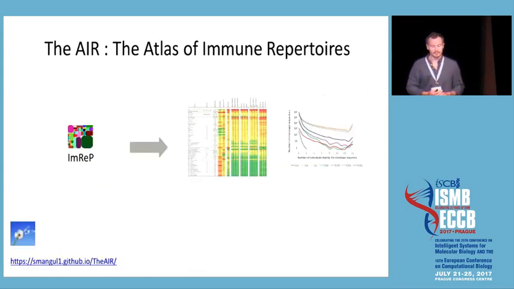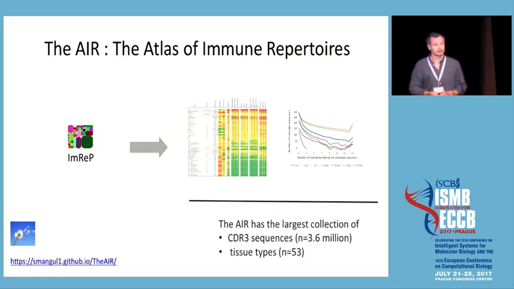Okay, so we created the atlas of the immune repertoire, which we call the AIR. It's available on GitHub, where so far we share the public clonotypes, and we're planning to extend that and provide all the clonotypes. So if you're interested, check it out. Actually, that's the largest resource so far, both in the number of CDR3 sequences assembled as well as the number of tissue types involved.